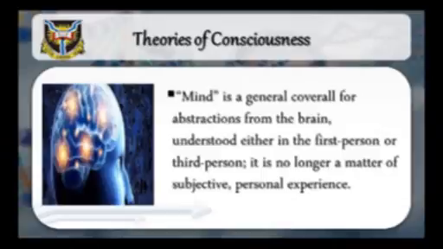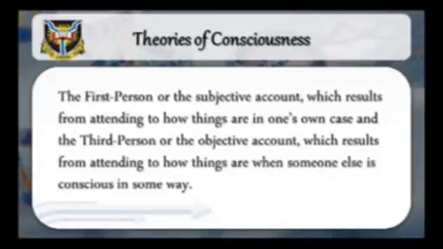Basically, you have two major theories or accounts of consciousness. These are the first person or the subjective account, which results from attending to how things are in one's own case, and the third person or the objective account, which results from attending to how things are when someone else is conscious in some way. Let us examine first the third person account of consciousness. The third person or objective account of consciousness.